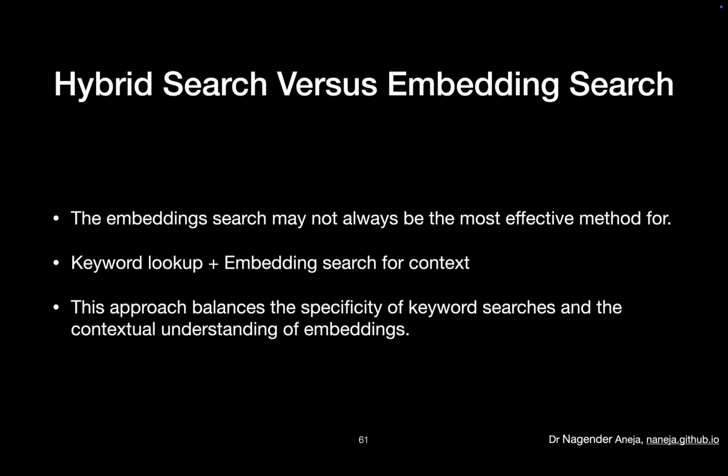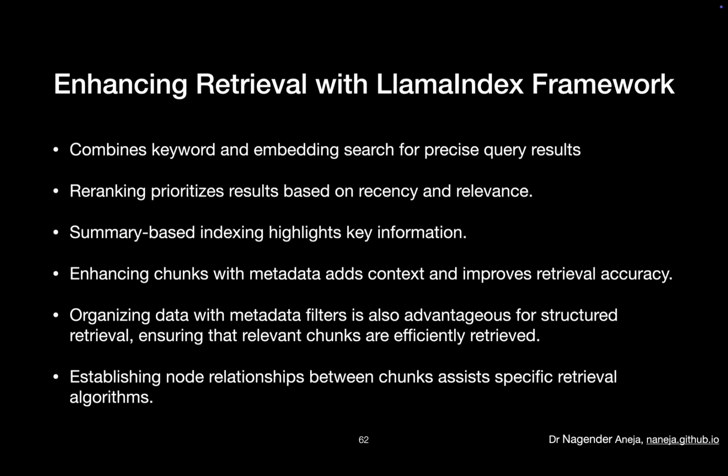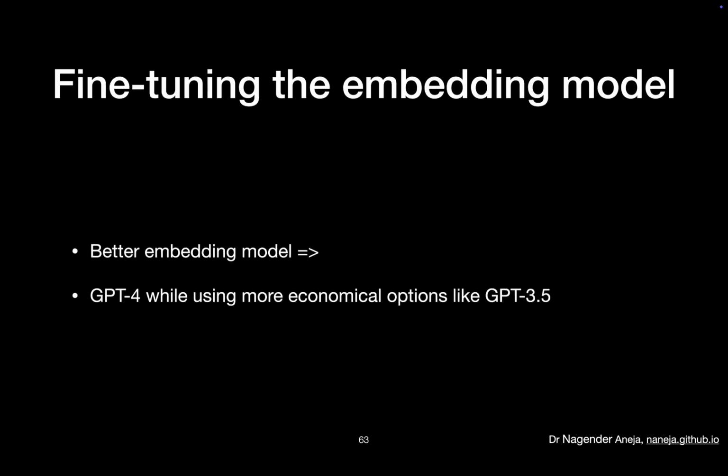So not only the embedding search, the idea is to use hybrid search. The embedding search may not always be the most effective method. So you can use the keyword lookup plus the embedding search for the context, and that can be sent to the language model. And we can use the Llama index framework.